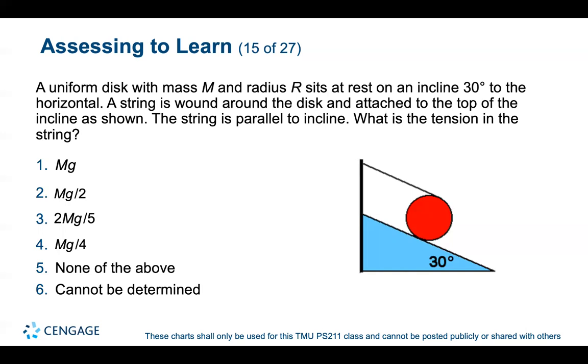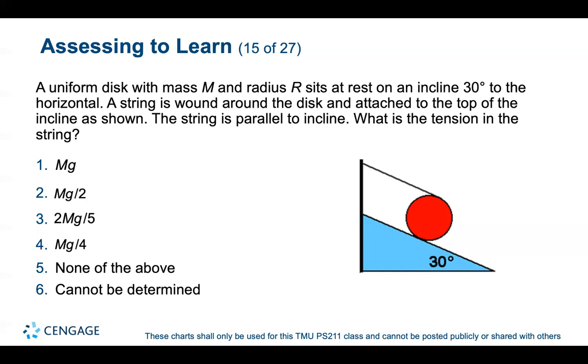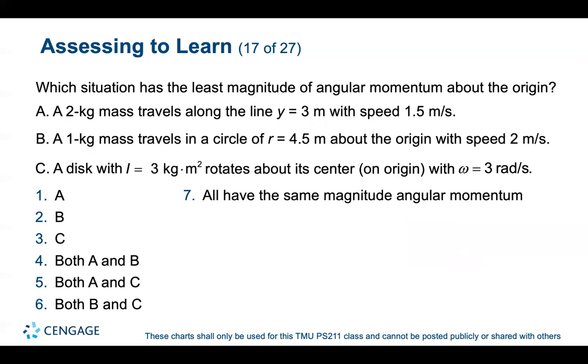Okay, and so in this case, I think I'm just going to skip one. So the answer for this one is mg divided by 4 up the incline. Okay, which situation has the least magnitude of angular momentum about the origin? And the answer is all have the same magnitude of angular momentum.